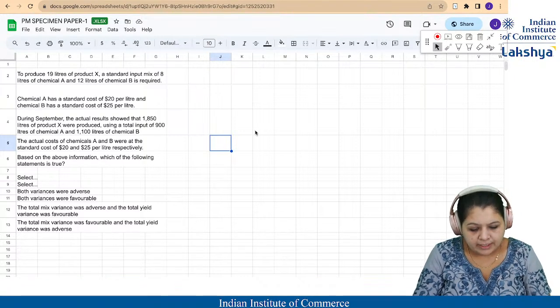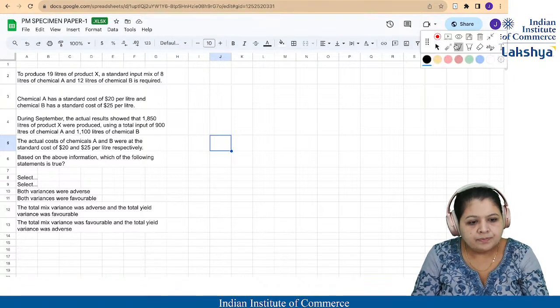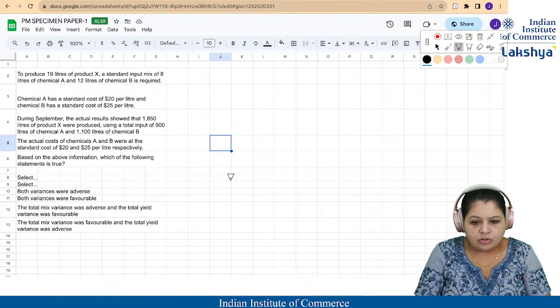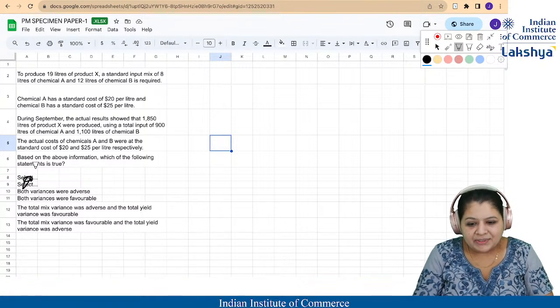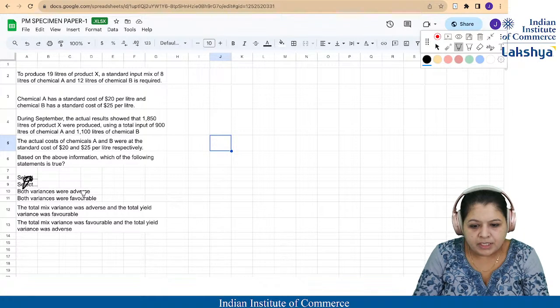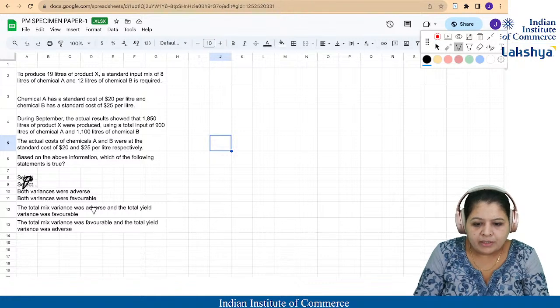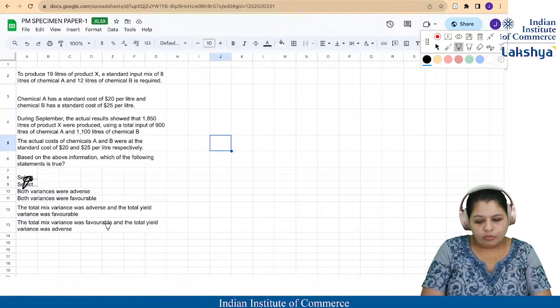So you need to select any of these. Yeah. So these are the options, picked up directly from the question. Four options: both variances are adverse; both variances are favorable; total mix variance was adverse; total mix variance was favorable. Right. So let's look into which one is correct.